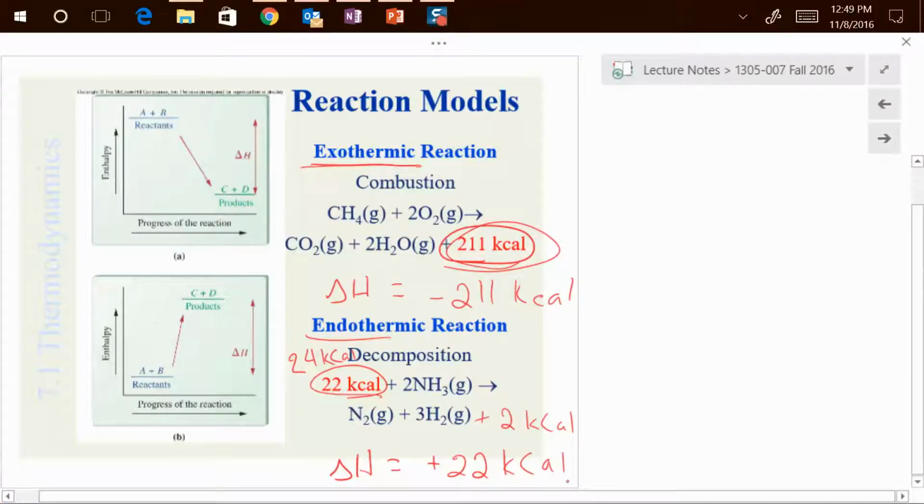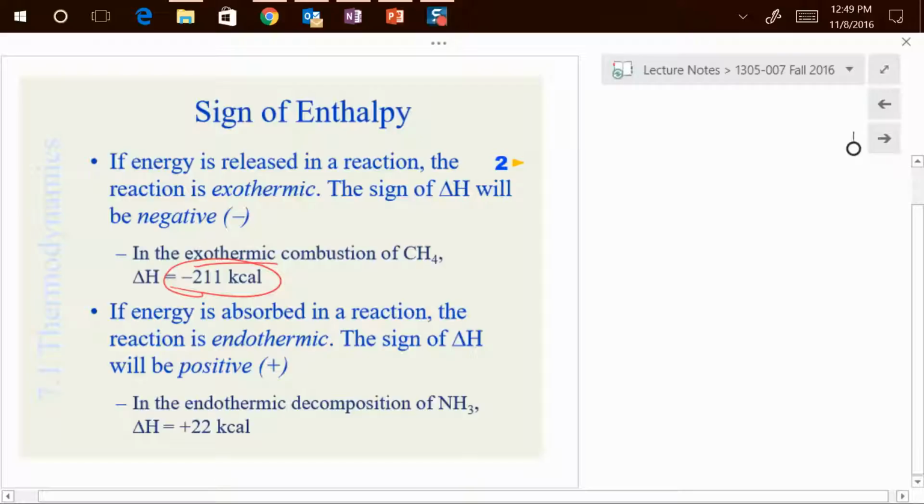So the sign of delta H tells me what type of reaction it is, or it tells me where I should write the energy in the equation, either as a product, negative as a product, or as a reactant, because it's a positive delta H. So that's where we got this positive 22 kilocalories for the endothermic decomposition of NH3.